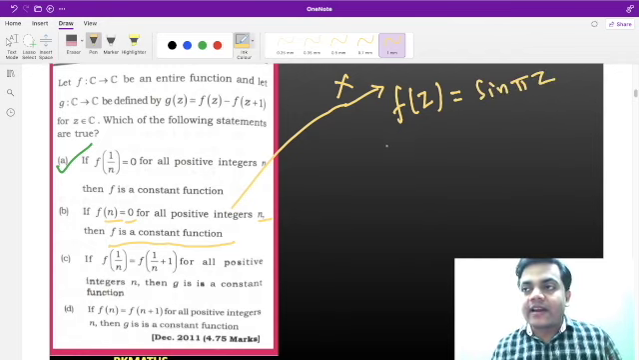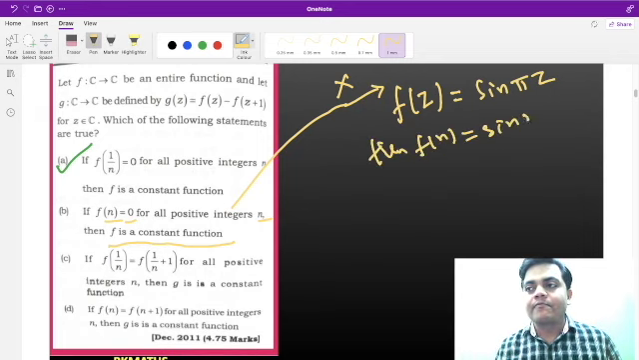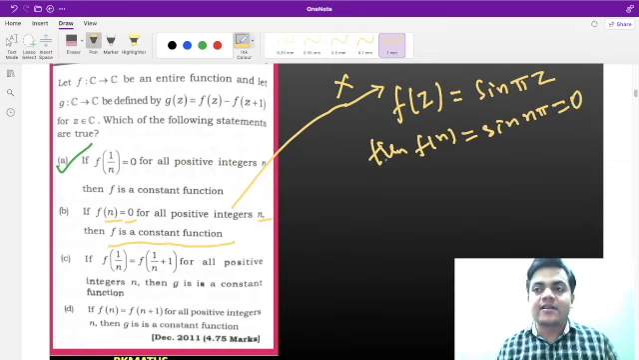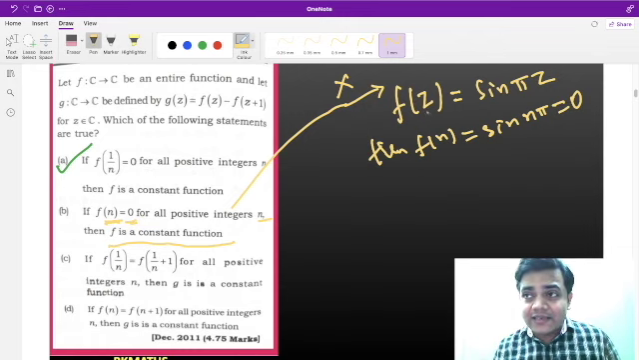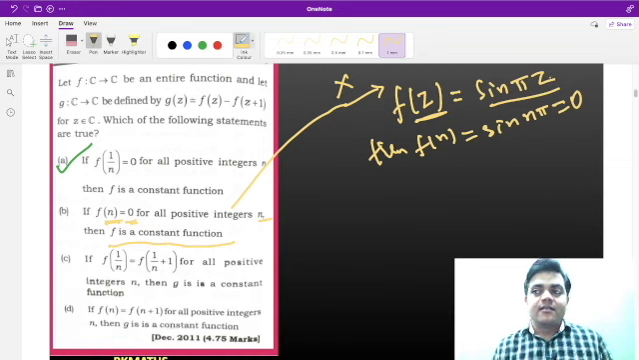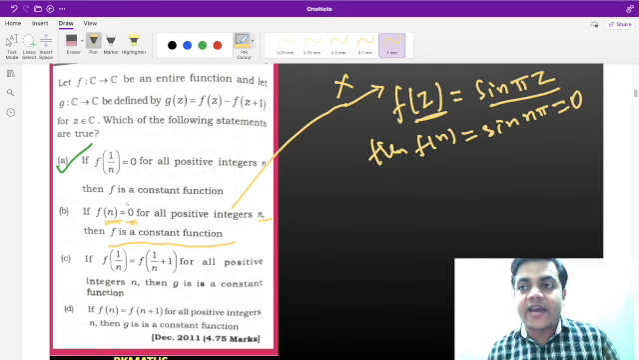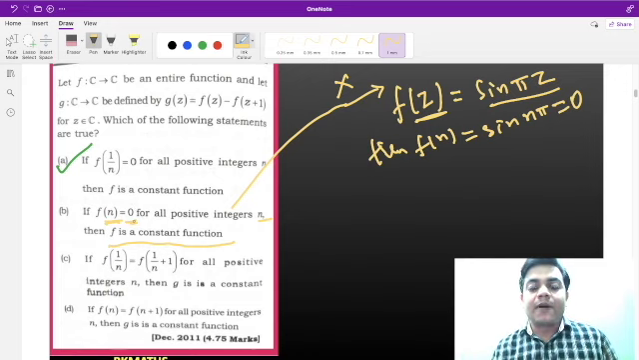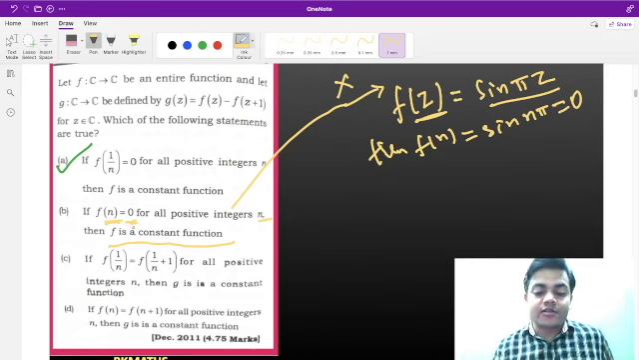Okay, then you can see your F of n will become what? Sine n pi. And sine n pi is what? 0. So hence F of n is going to become 0. But is your F of Z constant? The answer is no. F of Z is equal to sine pi Z. So hence you can see we have a counter example that F of n is going to become 0, but F is not constant. Okay, so this is one way.